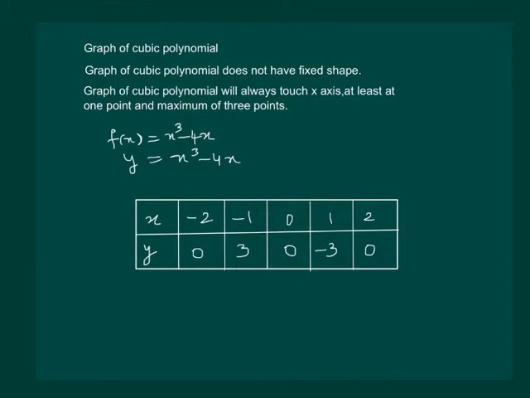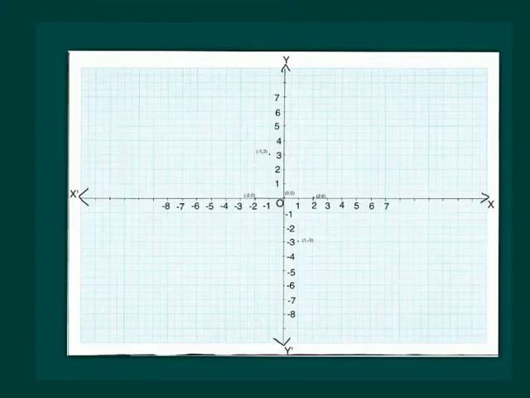So here we have 3 zeros of the polynomial x cube minus 4x, namely minus 2, 0 and 2, as we are getting f of minus 2 equal to 0, f of 0 equal to 0 and f of 2 equal to 0. Now let us plot the points on the graph. We plot all the points and now let us join them.